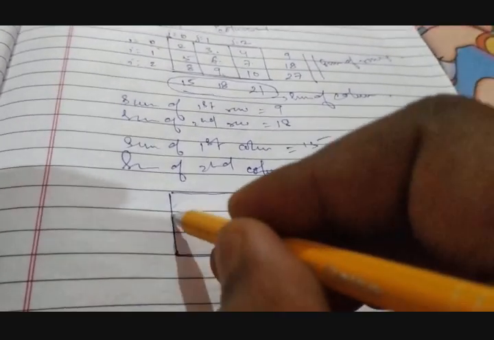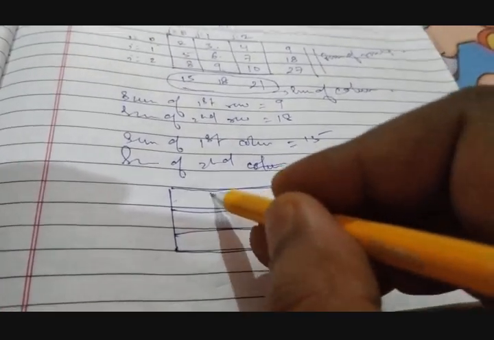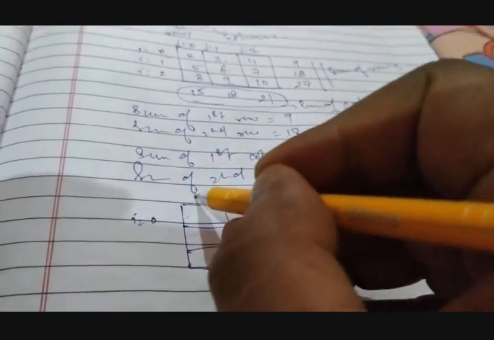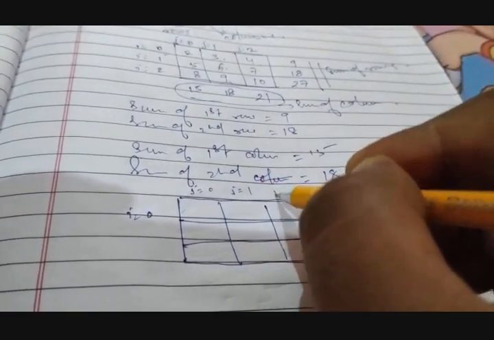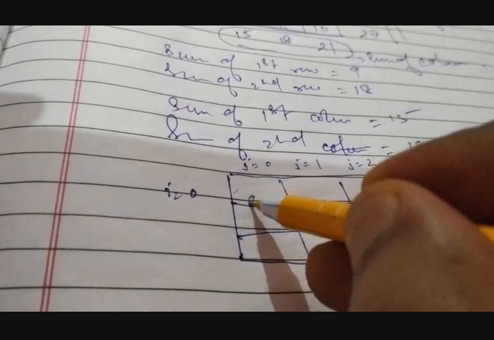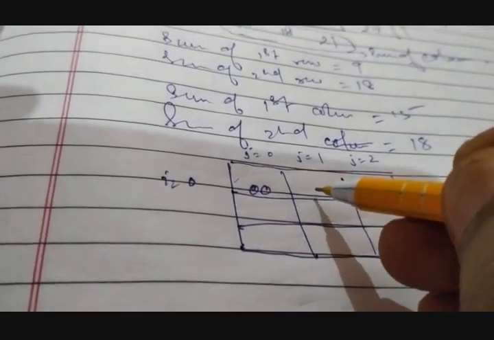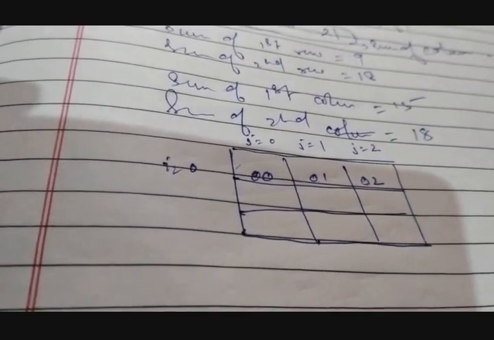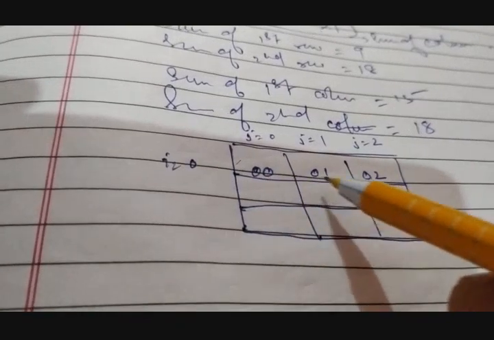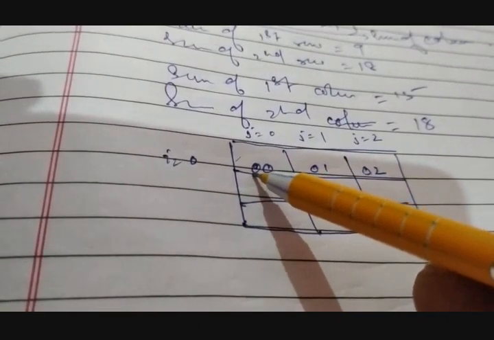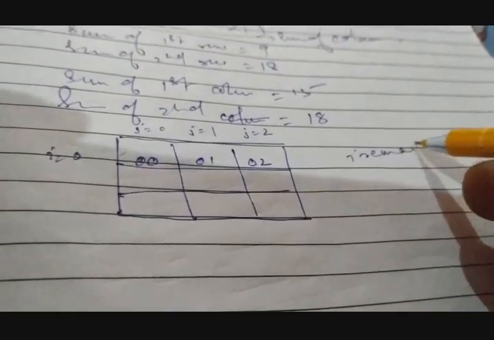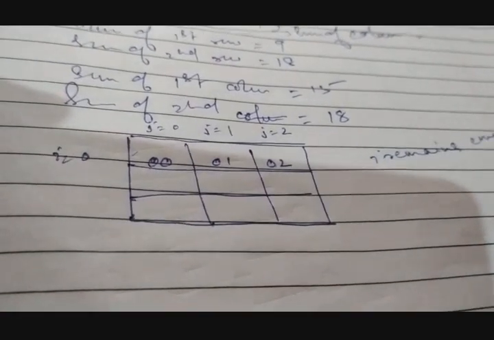How can I find the sum of the first row? This is row 0, this is column 0, column 1 and column 2. So which indexes are to be added up? Index 0,0 has to be added up, then 0,1, then 0,2. Now in this, we can mark that the first index, that is i, remains constant. Is it?